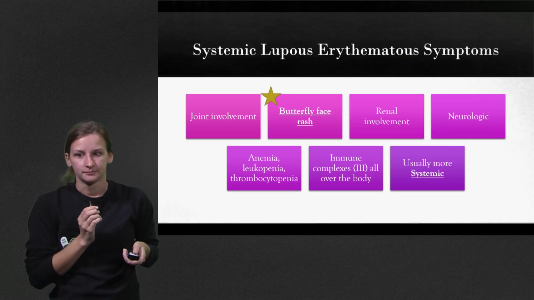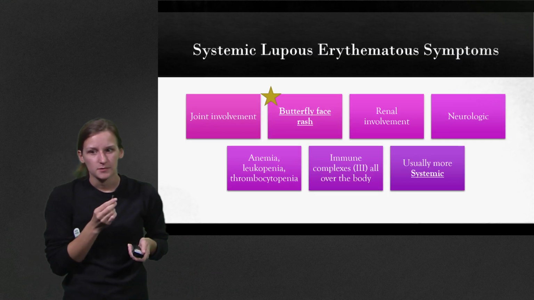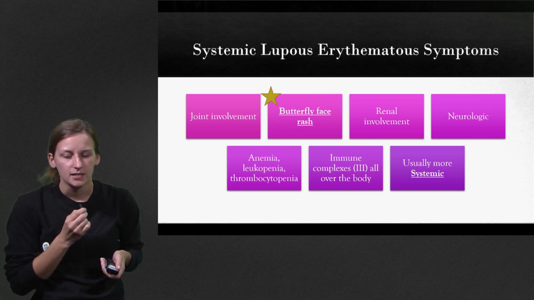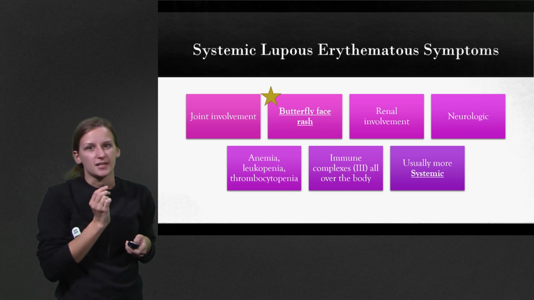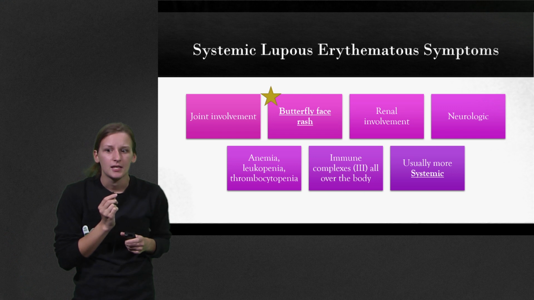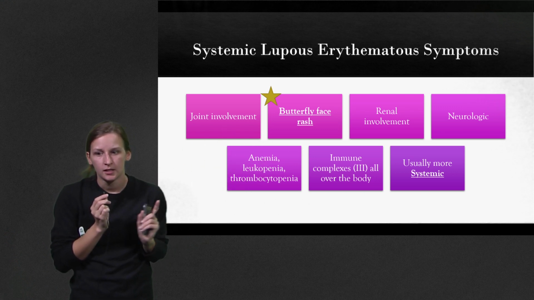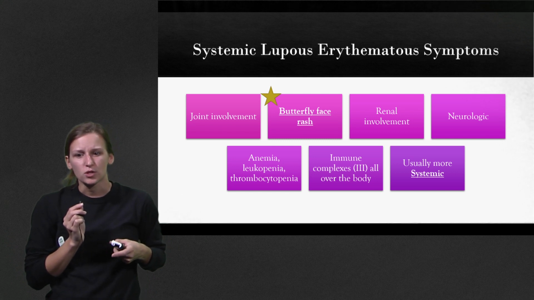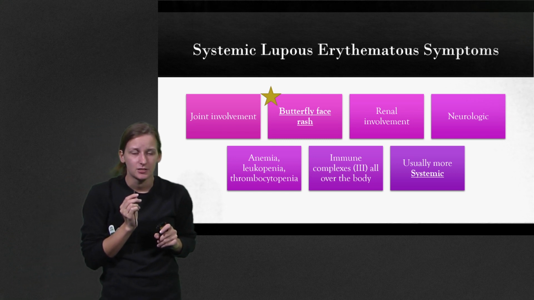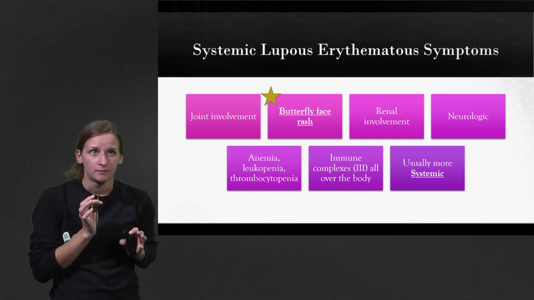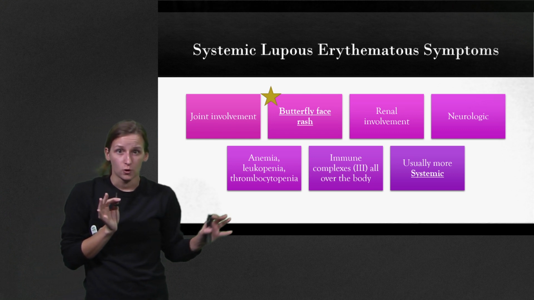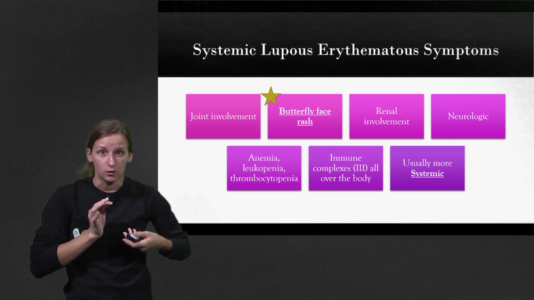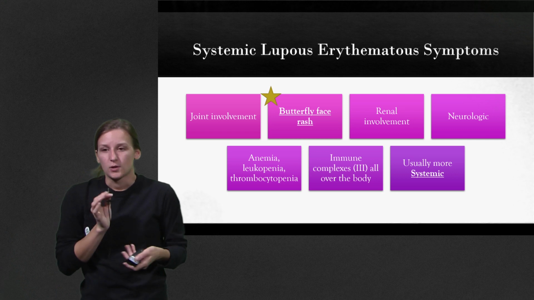So the big takeaway from systemic lupus erythematosus is that butterfly face rash. That's a dead giveaway that it's SLE. And there are some other ways to tell. In general, SLE is a little more systemic. It is complexes that are formed all around the body, rather than just being localized to the joints as in rheumatoid arthritis.